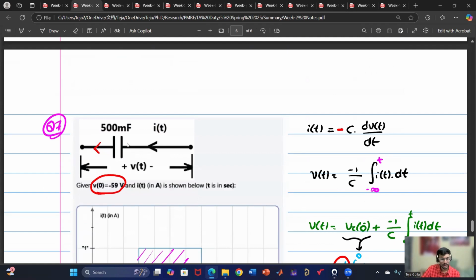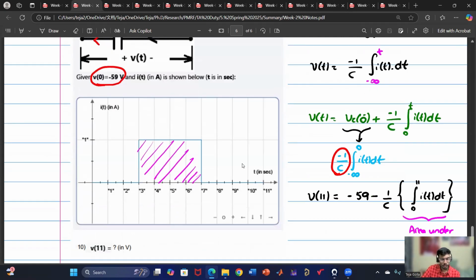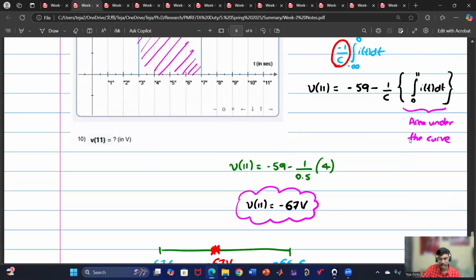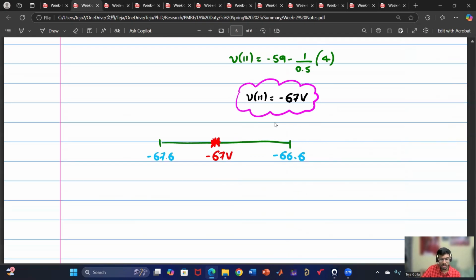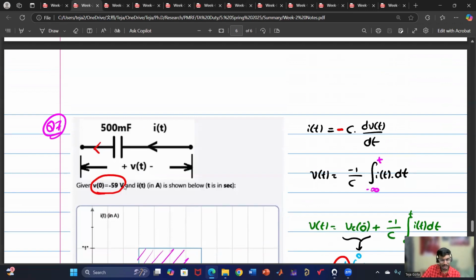And in the last question, they are giving the current profile and asking for the voltage, and they have given the initial voltage. At the beginning of this lecture, we had this equation of the voltage. Here the integral term is nothing but the area under the curve, and this is the initial voltage which they have given. After substituting it and calculating the area under the curve, we got the voltage, and they're asking at the 11th second.